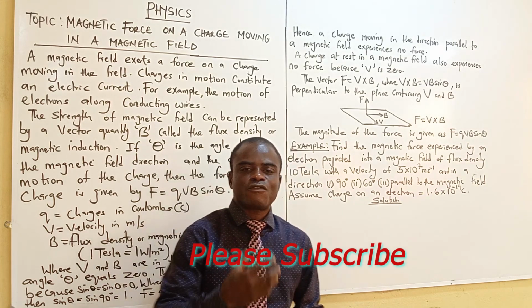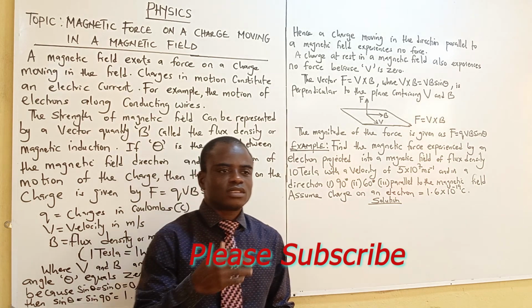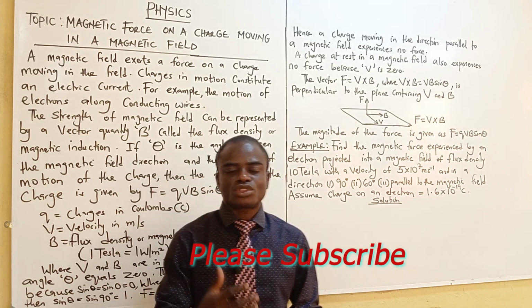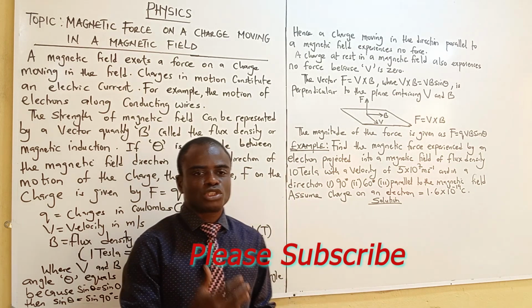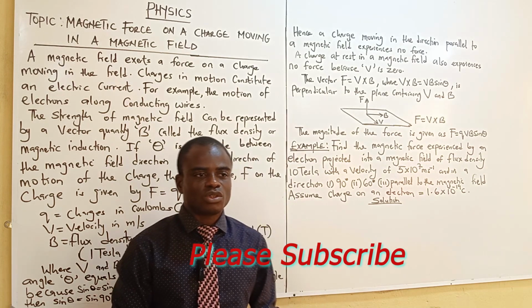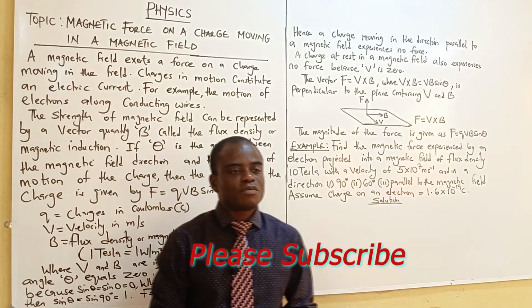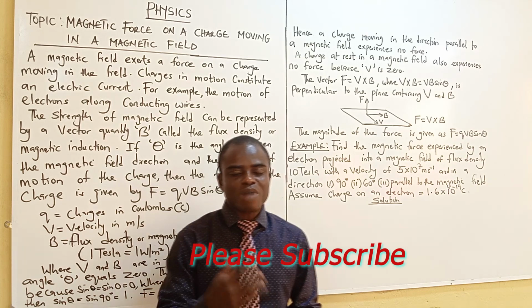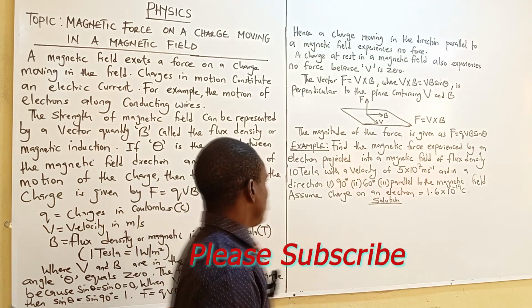A magnetic field exerts a force on a charge moving in the field, and charges in motion constitute an electric current. For example, the motion of electrons along a conducting wire. The strength of the magnetic field can be represented by a vector quantity B, which is called magnetic induction or flux density. Now let's see what we have on the board.